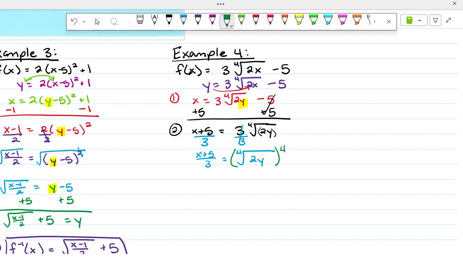So I want to raise both sides to the 4th power. That goes away. I am not going to do any simplifying there. I'm just going to leave it as parentheses x plus 5 over 3 all to the 4th power is equal to 2y. I'm not going to do anything fancy there.